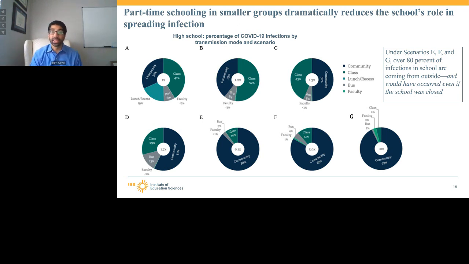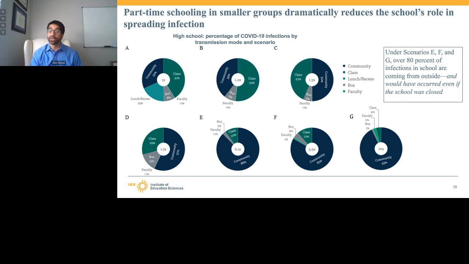In scenario A, we can see that 32% of transmissions occurred in the general community, that is outside the school. That means the remaining percentage of transmissions occurred within the school. And here we can see it broken down, at least in terms of the model results. 41 happened within the classroom, and several more happened during lunch and on the school bus, and very little happened during faculty meetings.